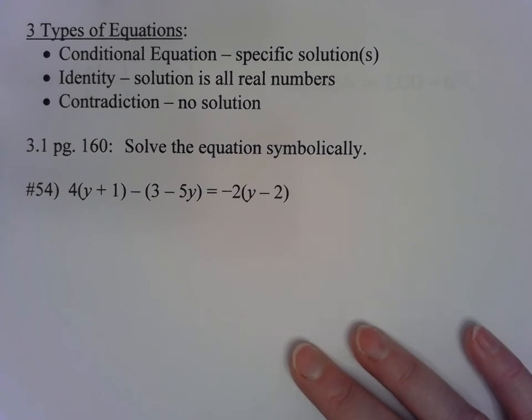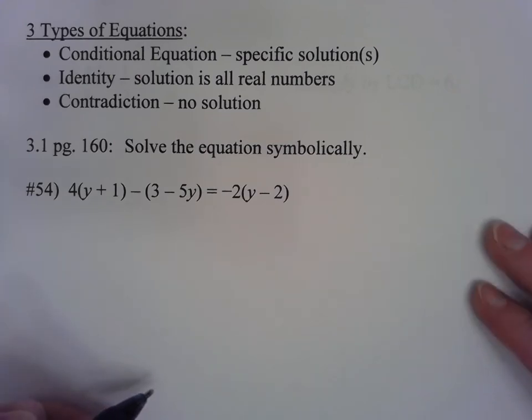All right, we're going to be just solving symbolically today, which means we're going to be kind of maneuvering the variables and trying to combine like terms and move things from one side of the equation to the other to get the variable by itself. So can you think about what we might do first?